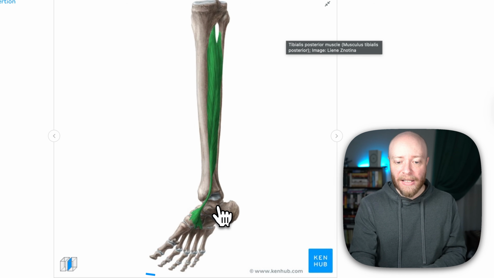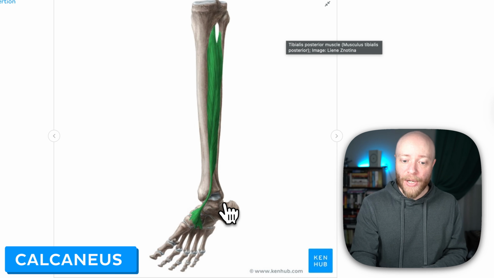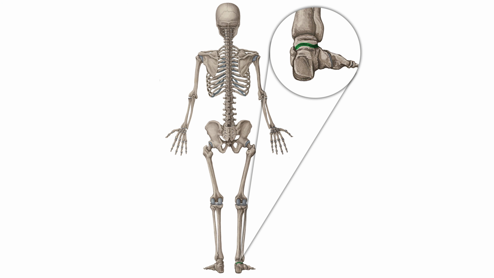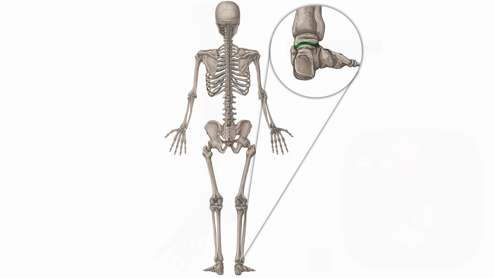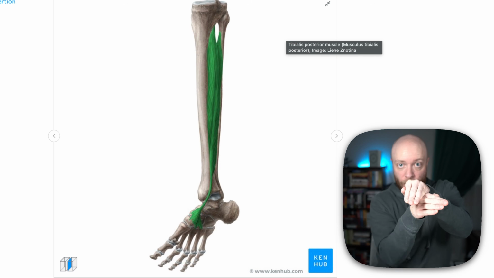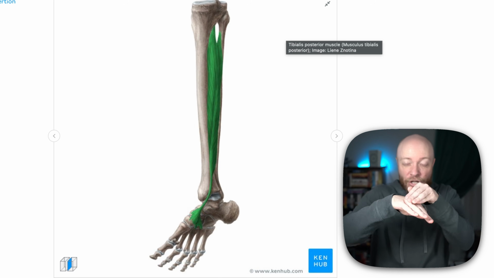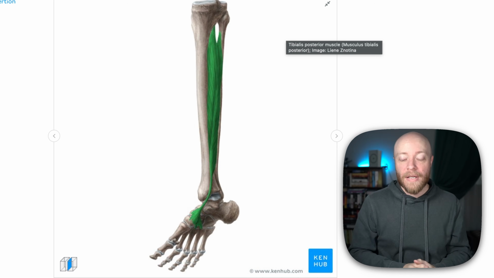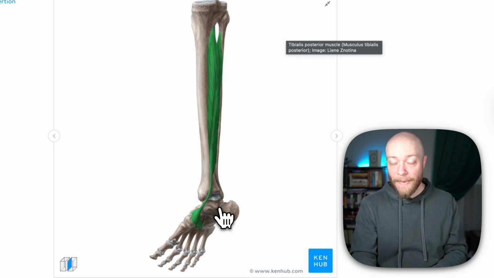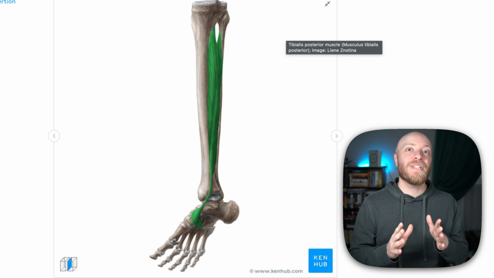Just below the talus is the calcaneus, this massive heel bone. Below the talus and between the calcaneus is the subtalar joint. This is where you'll get inversion and eversion, where basically your foot is sliding just below, or inferior or distal to, the actual ankle joint. And that is going to be the third function of the tibialis posterior.